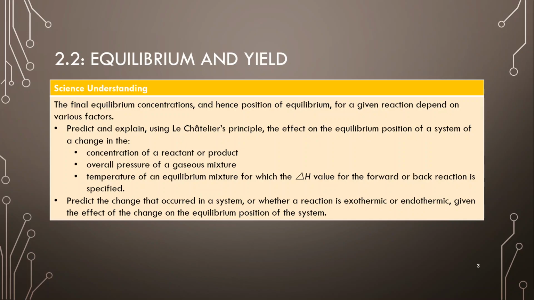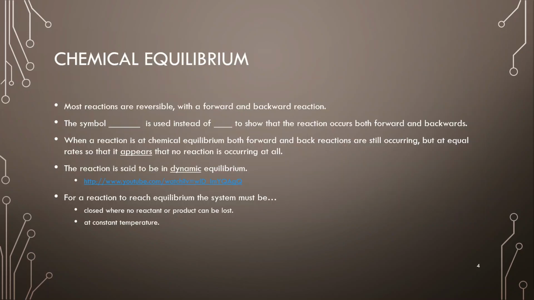You also need to be able to predict the change that occurred in the system, or whether a reaction is exothermic or endothermic, given the effect of the change on the equilibrium position of the system. So either you look at the change and then how it's going to affect the equilibrium position, or you are told that the equilibrium position changed, and if you are told whether it was an exothermic or endothermic reaction, you need to be able to predict the change that occurred. So basically those two.